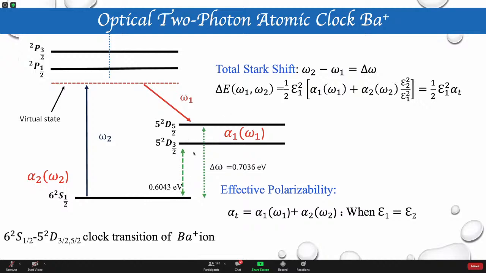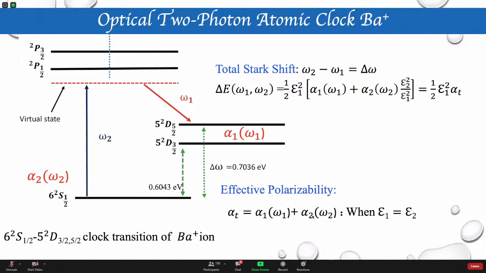That means if you know the magic wavelength for this system very accurately, where the differential correction of the energy goes to 0, then knowing omega 1 will let us fix omega 2. So one wavelength is sufficient to get the other wavelength. Here we have used both lights with the same intensity, so that this factor becomes 1, and we can have the effective dipole polarizability as alpha 1 plus alpha 2.